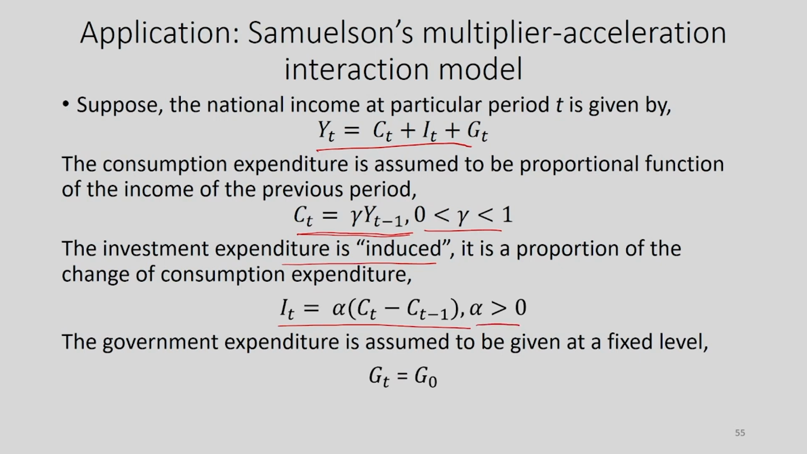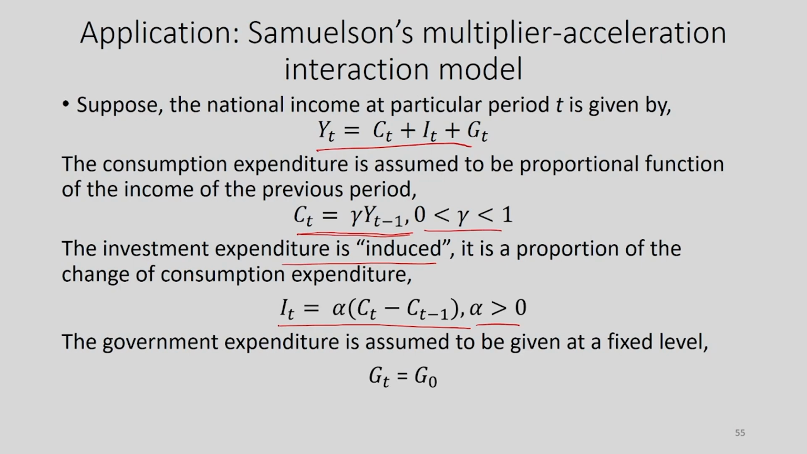So, what is the justification for this? This is something new. I_t, that is investment in a particular period, depends on the change in the consumption expenditure, right: C_t minus C_{t-1}, that is the change in the consumption expenditure. Now, what is the rationale for this?